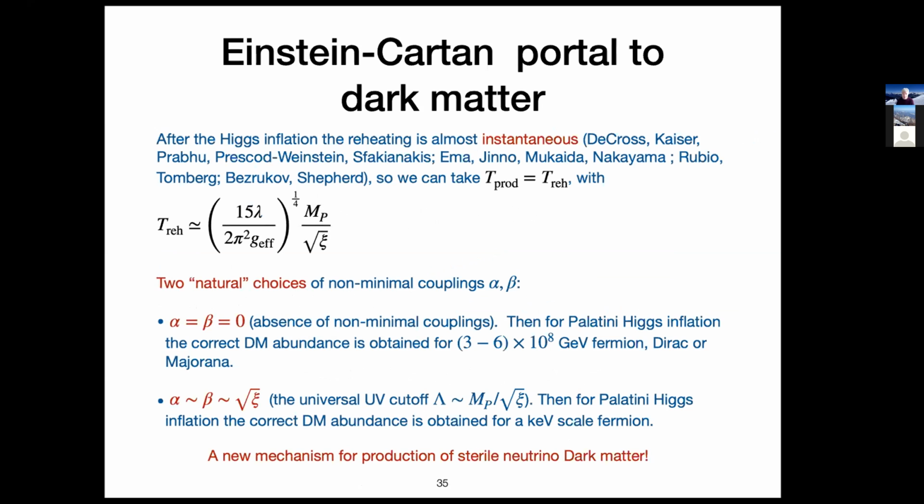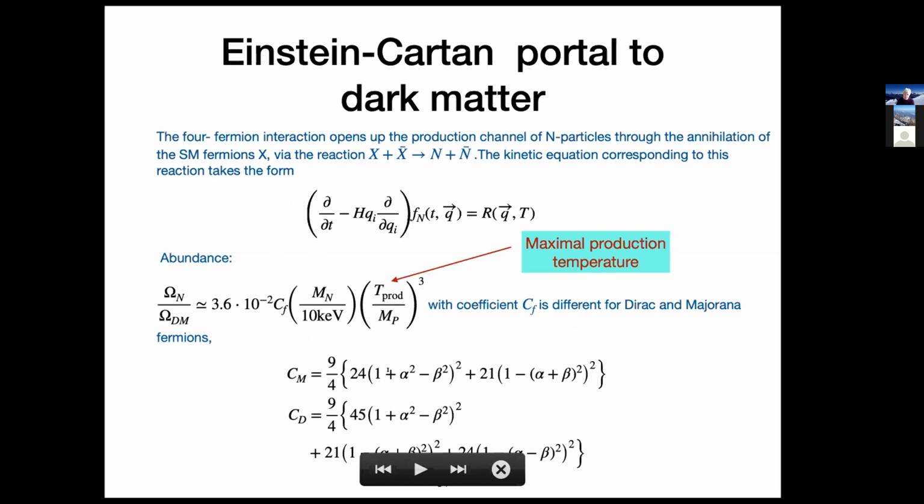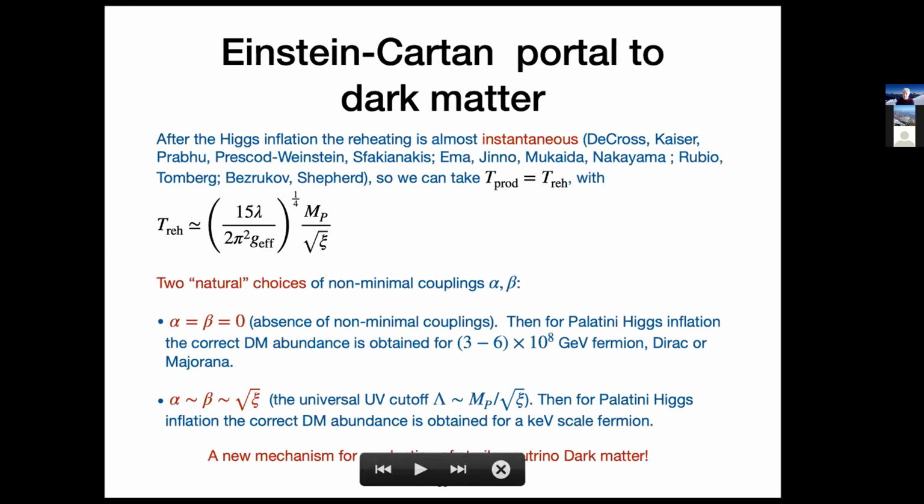There could be two natural choices of non-minimal couplings. Well, natural, quote unquote. We don't know what natural is, but we can take the theory in which these couplings are completely absent, so alpha and beta are equal to 0. Still, these fermions are produced, and in order to get the right abundance, the mass of this fermion should be of the order of 10^8 GeV.